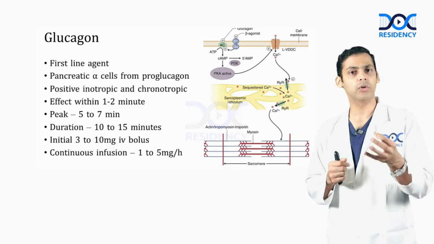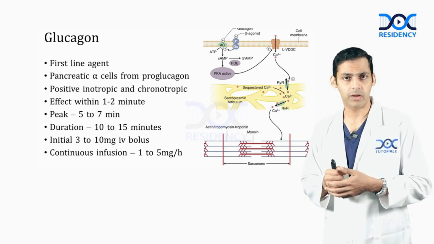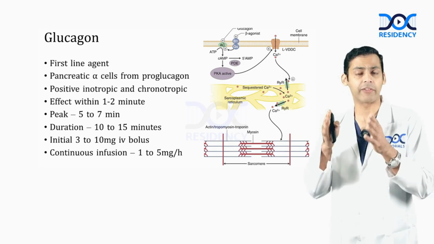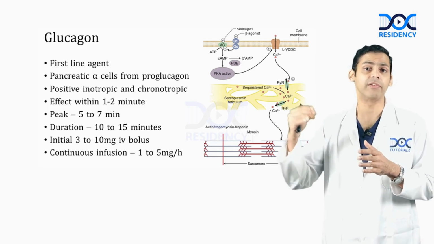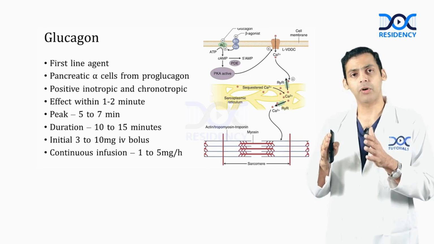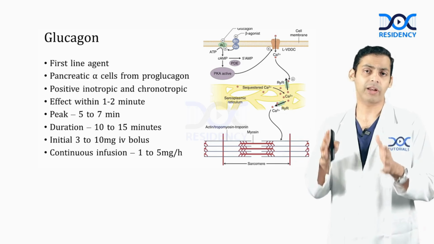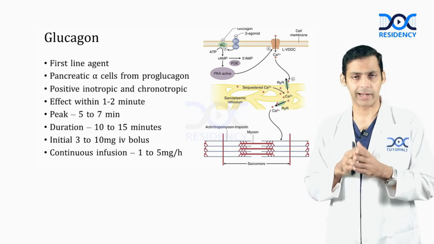So theoretically, glucagon is a very good drug. Alright. How do you give glucagon? It is given as initial IV boluses followed by IV infusion. Initial bolus can be anywhere between 3 to 10 milligram. Usually we go for a 5 milligram IV bolus in adults.